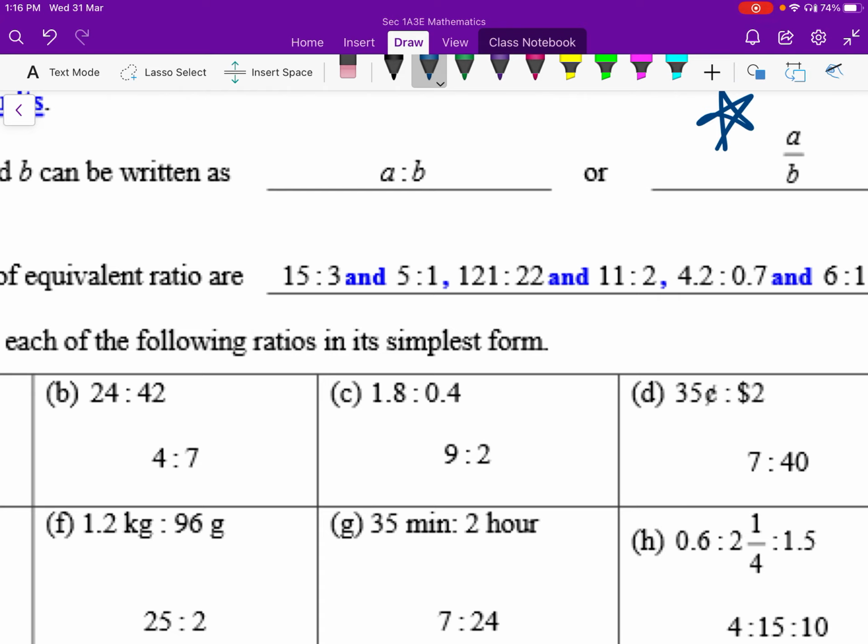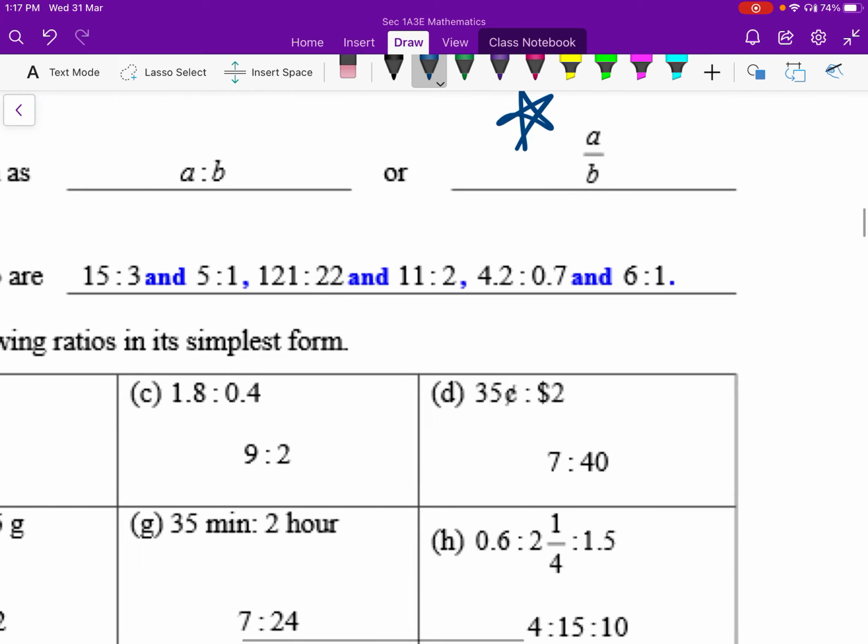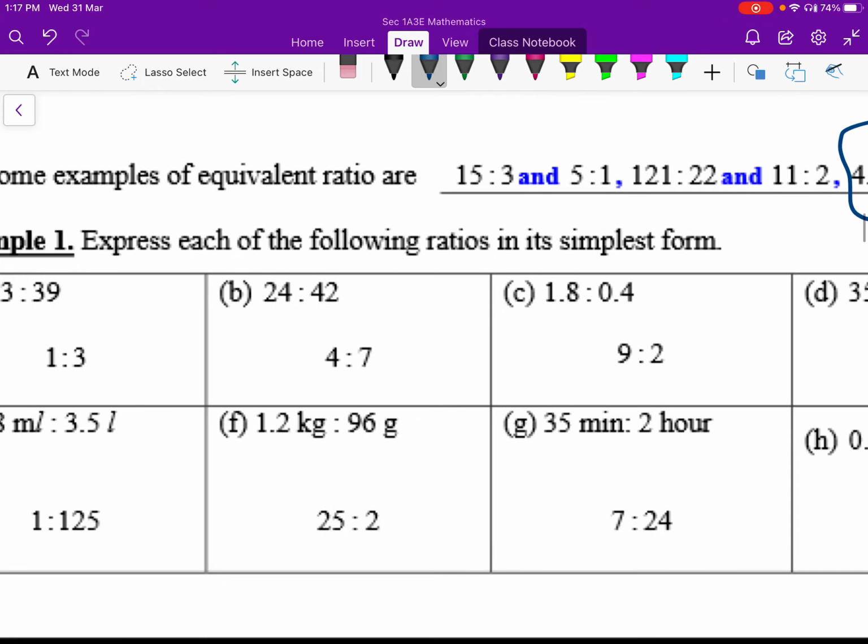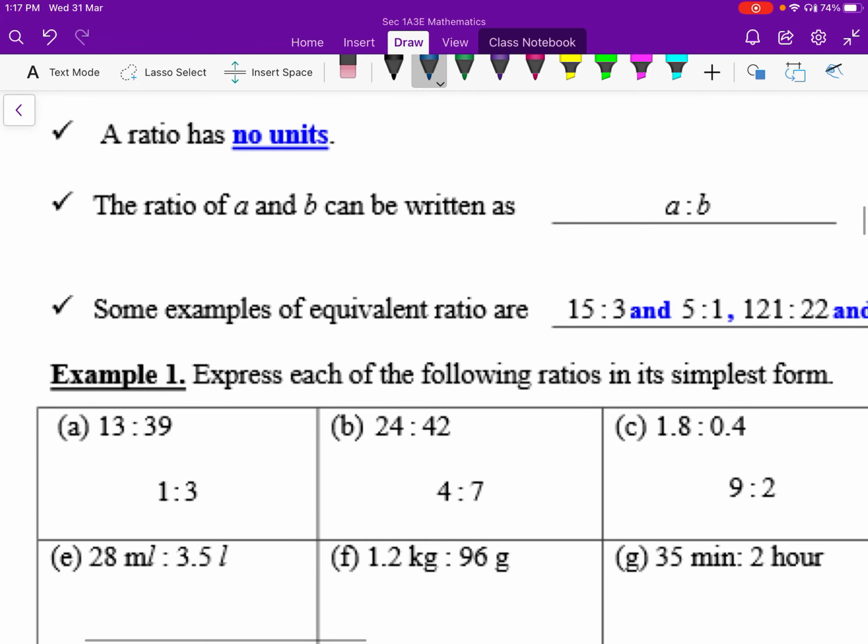Now next, some examples of equivalent ratios are, for example, 15 to 3 and 5 to 1, 11 to 22 and 1 to 2, and so on and so forth. I'm sure you can come up with your own examples. Then we also notice that we can also use decimals. 4.2 to 0.7 can also be written as 6 to 1. Then we have a ratio in simplest form.